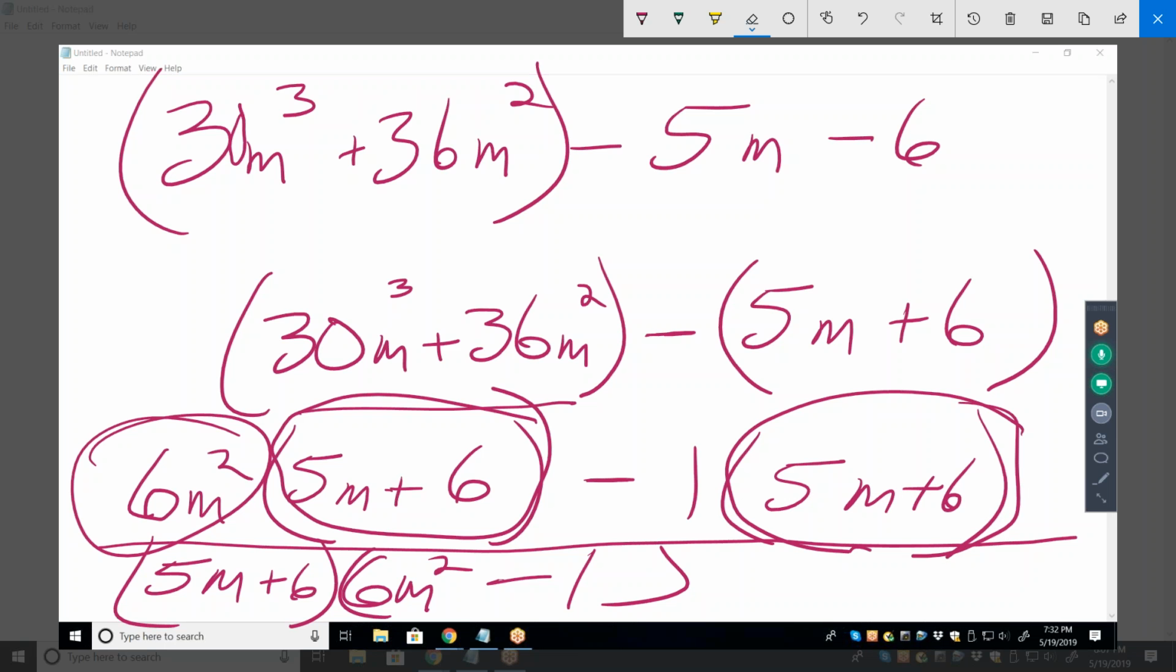Okay. And this is kind of an odd problem for them to give you, because this can actually be factored a little bit more, but they haven't really taught you to do that yet. They've taught you difference of perfect squares, and that's not the difference of perfect squares. So we really can't take it another step. You can, but they haven't taught you that yet. So I presume the answer they're looking for is that one right there on the bottom row there. 5m plus 6 times 6m squared minus 1.